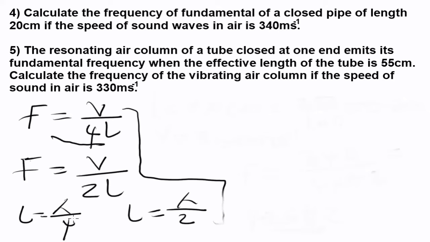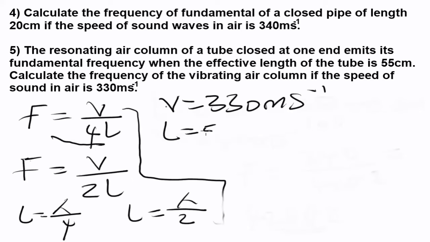Okay, so for question 5, it says the resonating air column of a tube closed at one end emits its fundamental frequency when the effective length of the tube is 55 cm. Calculate the frequency of the vibrating air column if the speed of sound in air is 330 meters per second. Okay, so let's get the parameters. In this question, we have the speed of sound, v, velocity to be 330 meters per second, and we have the length to be 55 cm.